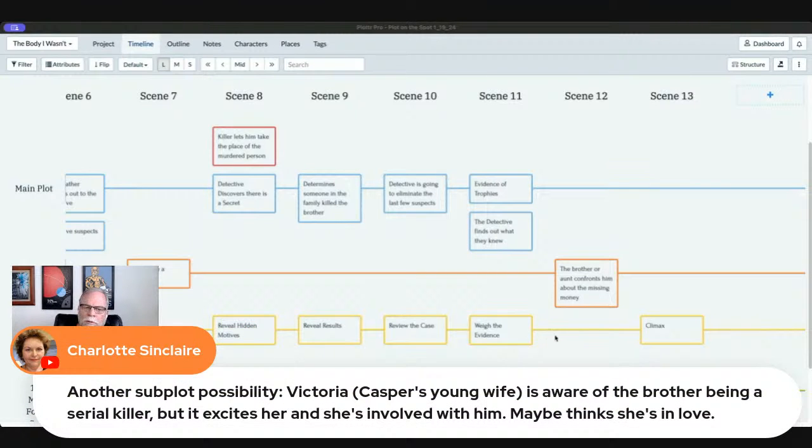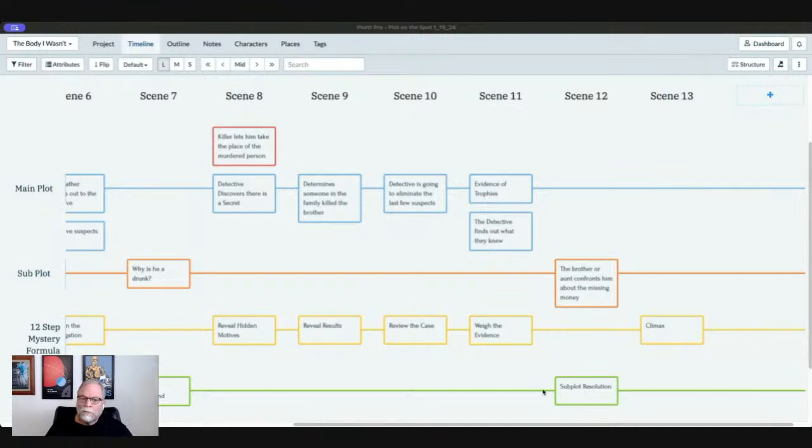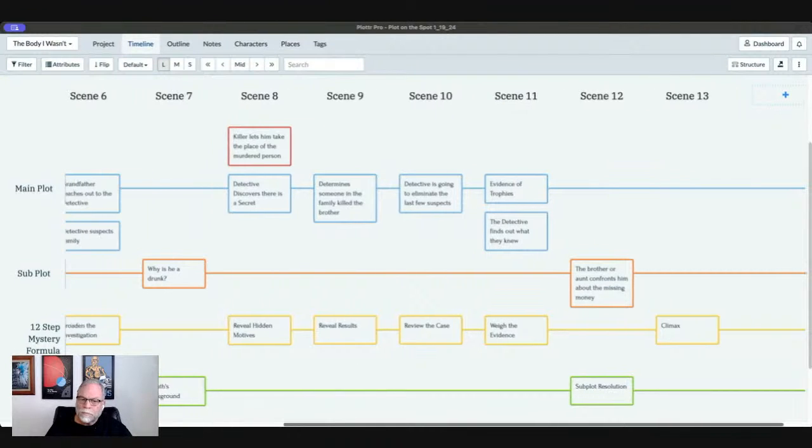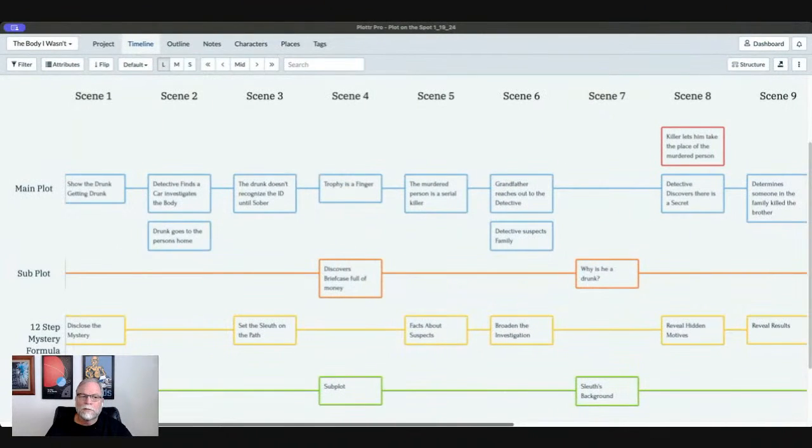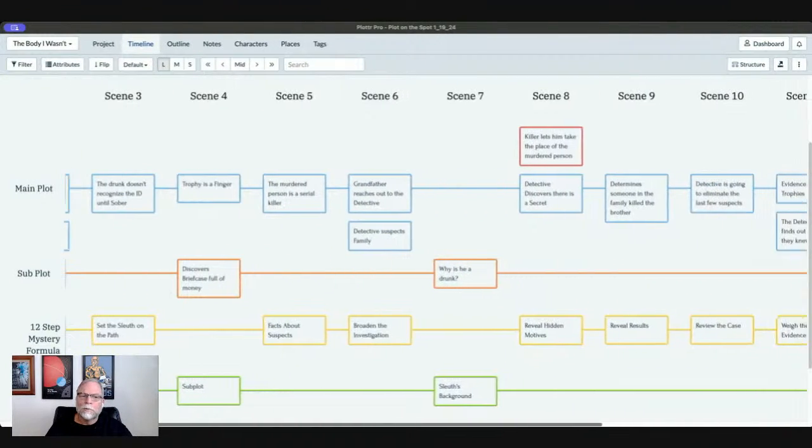Another subplot possibility: Victoria, Casper's young wife, is aware of the brother being a serial killer, but it excites her and she's involved with him, maybe thinks she's in love. That would be another subplot as well. You could have a dual subplot going on. You could have the detective subplot, and you could have Victoria and the killer being in love. That would be a really interesting subplot. That would bring us down to a super interesting climax, right? Now, we would probably introduce that somewhere in here, but we wouldn't reveal Victoria's identity.